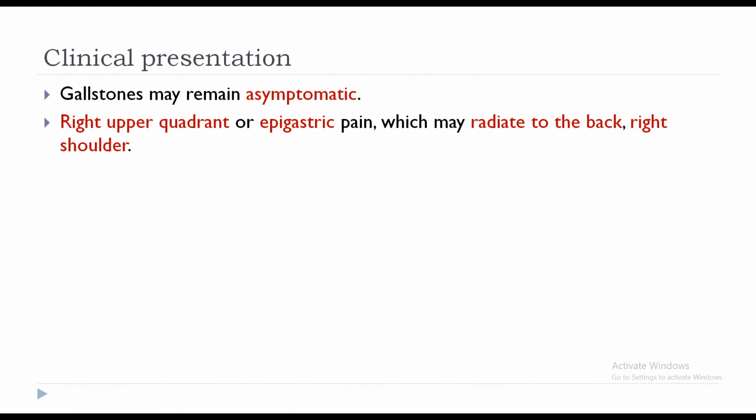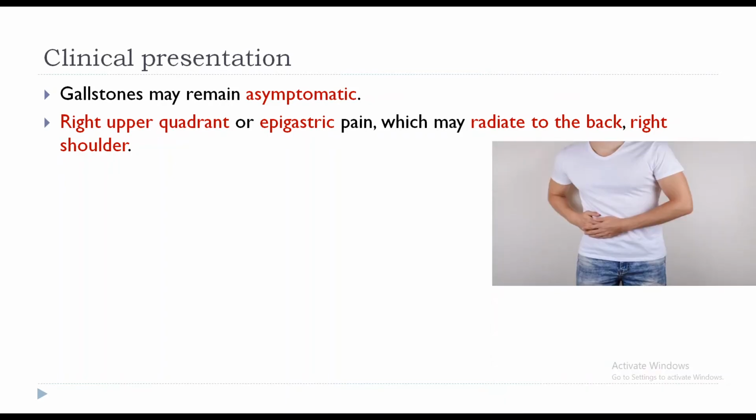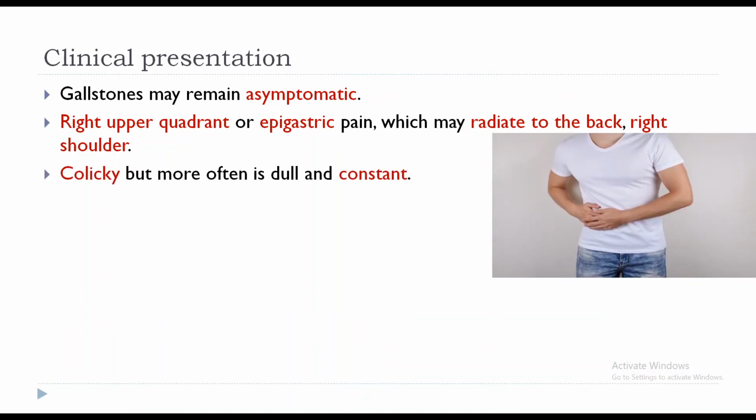When the pain is there, it is usually right upper quadrant or epigastric pain which radiates to the back or the right shoulder. You know the reason why it radiates to the right shoulder. So this is the typical presentation. It may be colicky, but often it is dull and constant in nature.